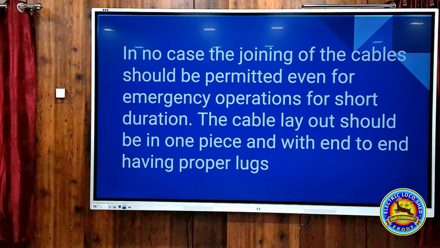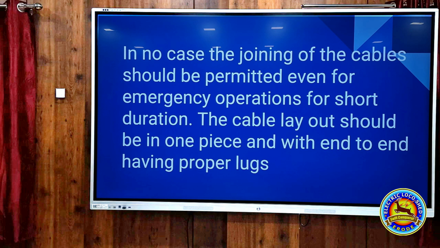In no case should the joining of a cable be permitted, even for emergency operations for a short duration. If you don't have sufficient cable length, there should not be any straight joint using any ferrule. A single cable has to be put from one location to another. In between, if we want to put an opening, we have to put an SB terminal with proper packing and proper fixing. We should not do any straight ferrule and insulation tape business in the cable, because there are high chances of sulfation and open circuit, and that may cause fire also.